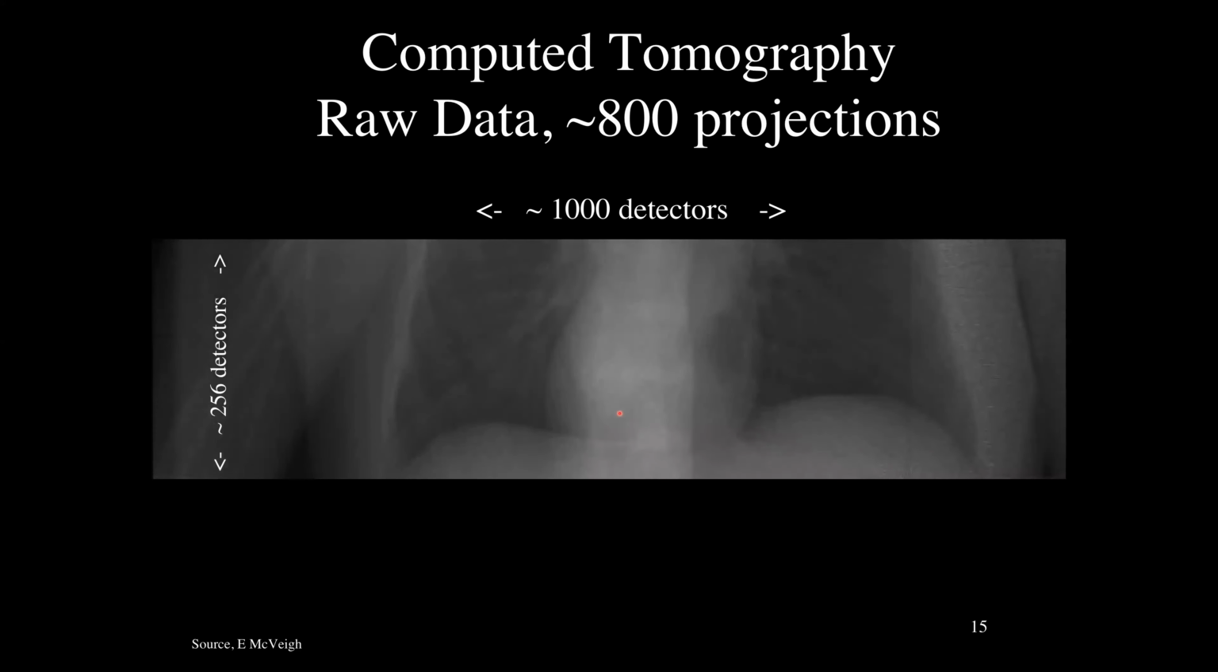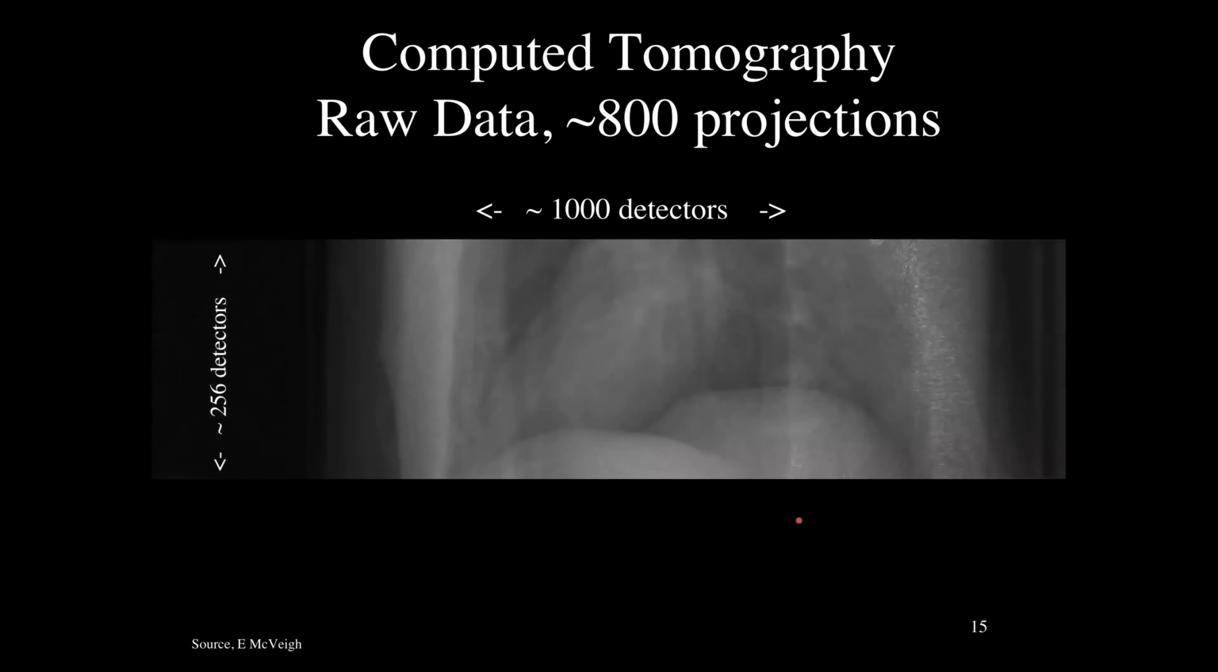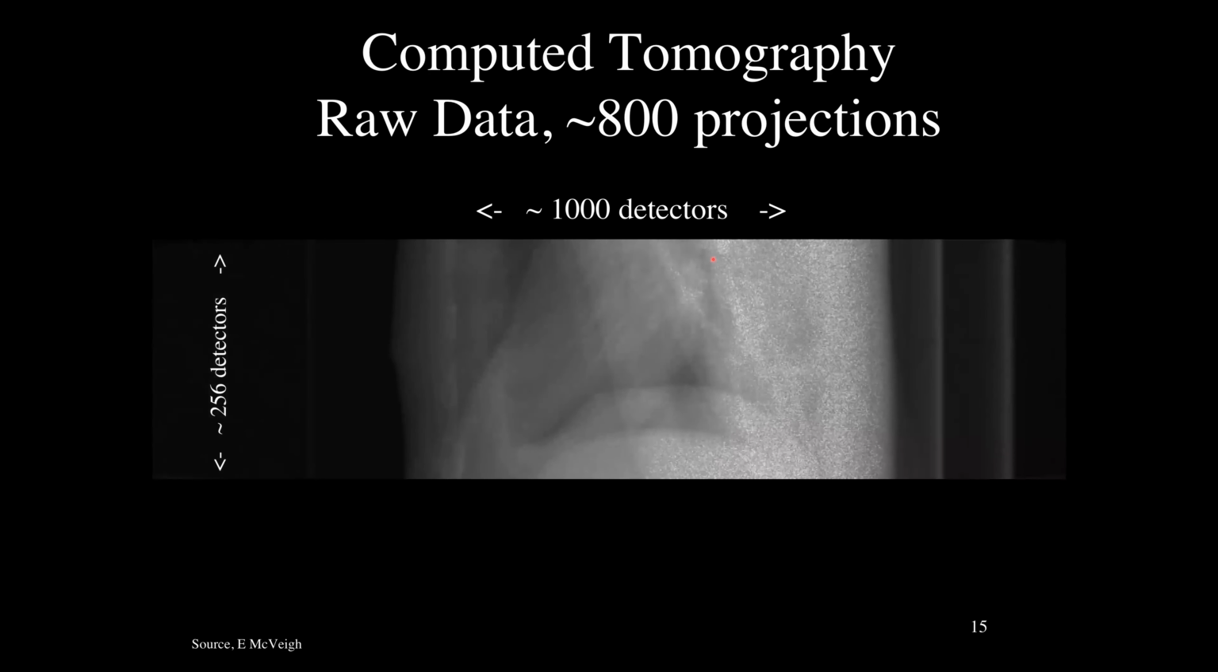Are there any questions about the geometry here? This is like that geometry, yeah? Okay. So about 1,000 detectors this way, 256 detectors that way.